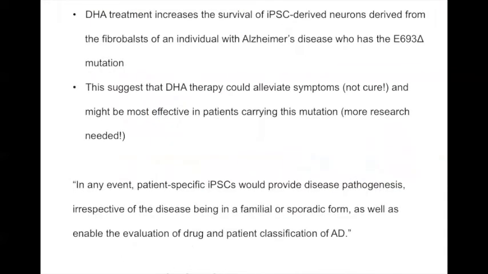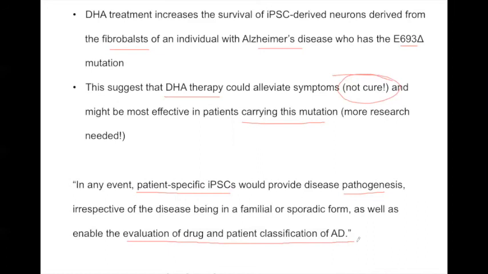So it's saying that DHA increases the survival of neurons derived from the fibroblasts of an individual with Alzheimer's disease who carries this particular mutation. It suggests that indeed this DHA therapy could alleviate the symptoms, not cure, but alleviate the symptoms, and be most effective in patients carrying this mutation. Which leads the authors to conclude that patient-specific iPSCs would provide disease pathogenesis, irrespective of the disease being a familial or sporadic form, as well as enable the evaluation of a drug and patient classification of Alzheimer's disease.